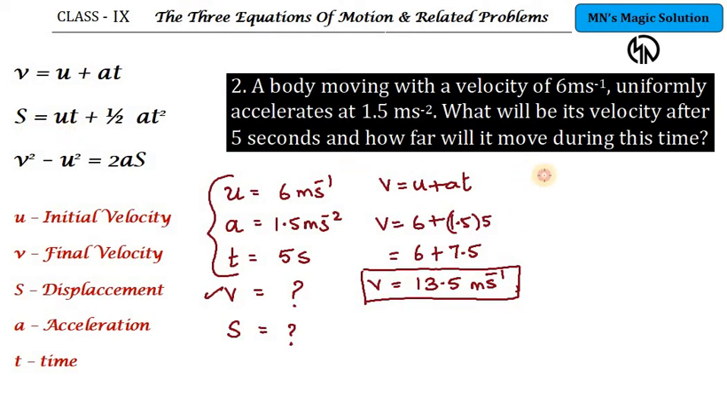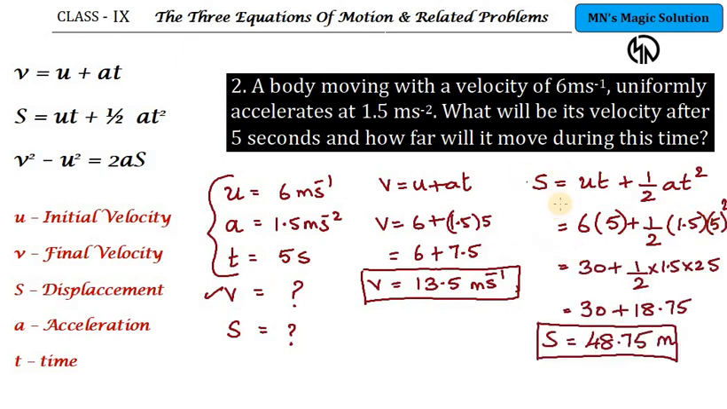So the second formula is S is equal to ut plus half at squared. What is u? u is 6. So 6 into time taken, 5 seconds: 6 into 5 plus half a. The a value is 1.5, t squared, so 5 squared. So when we solve for S, we get the answer for displacement to be 48.75 meters.